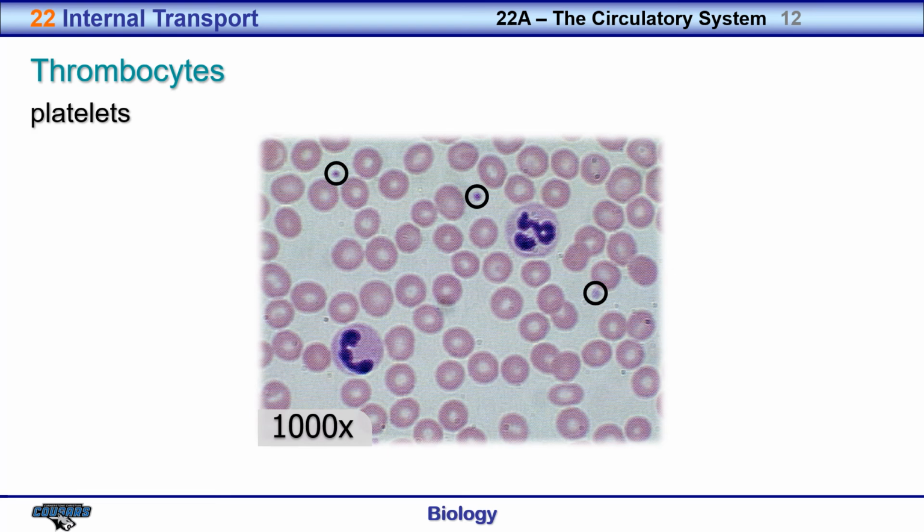Now, the third major type of cells that we want to talk about are called thrombocytes, or more commonly called platelets. These are cell fragments. They're not actually complete cells. They also lack a nucleus, and they're less than half the size of the erythrocytes. So that's the three black circles that you see here. Those little structures that you can just barely pick out there are called the thrombocytes, or the blood platelets.